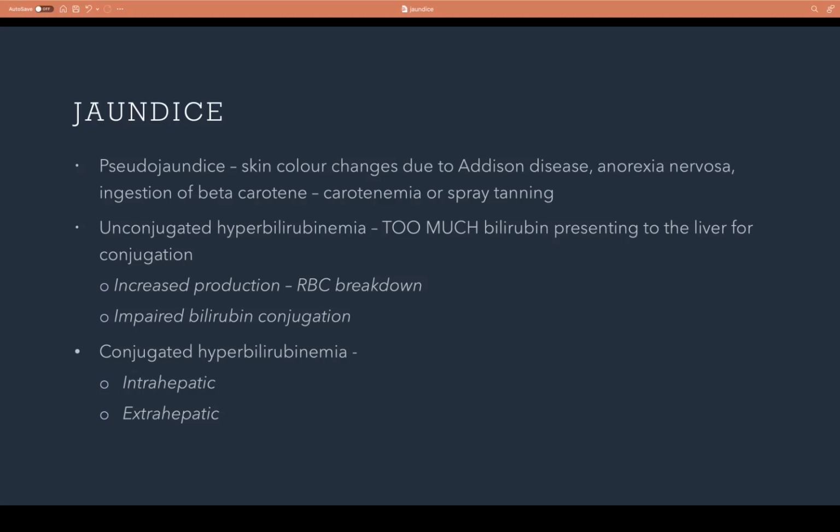Conjugated hyperbilirubinemia, it's a mouthful to say, could be due to intrahepatic or extrahepatic causes. So it could be due to an insult to the liver itself, and it causes a release of all this conjugated bilirubin inside the liver, ready to be exported into the bile system. Or there's a blockage in one of the ducts. So if we think about it this way, it makes a lot more sense.